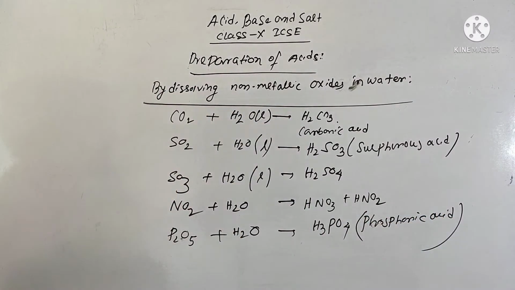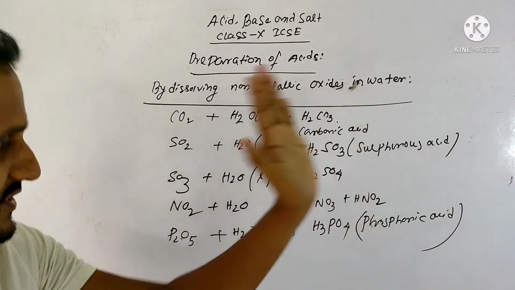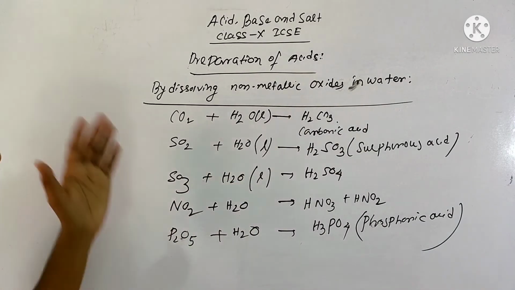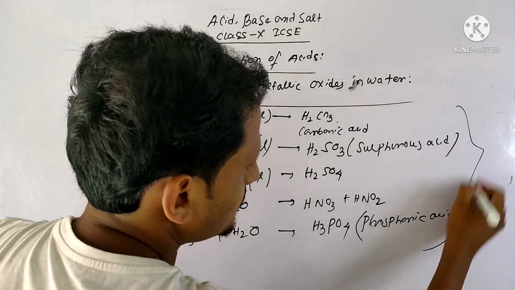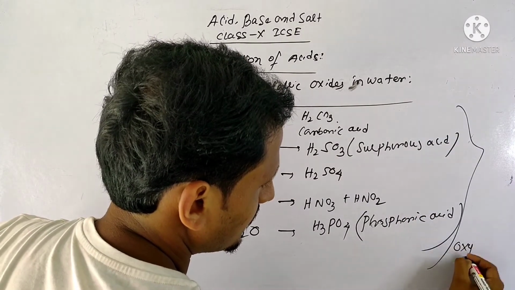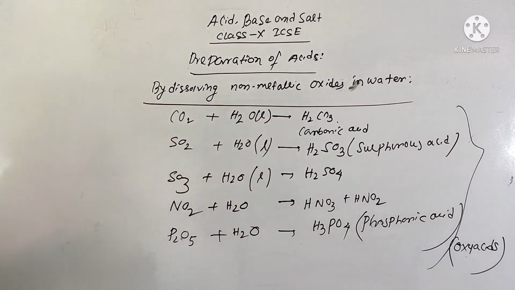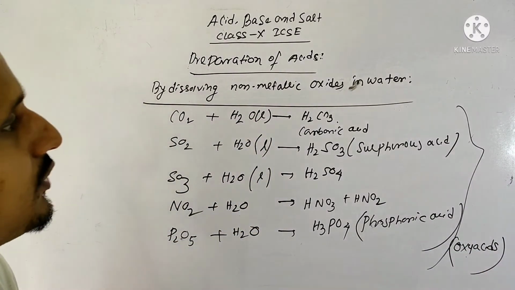Now you can do the balance also. Whenever you are writing a reaction, you have to do the balance. So these all are oxo or oxy acids. You can say oxy acids. Okay. So note down these things.